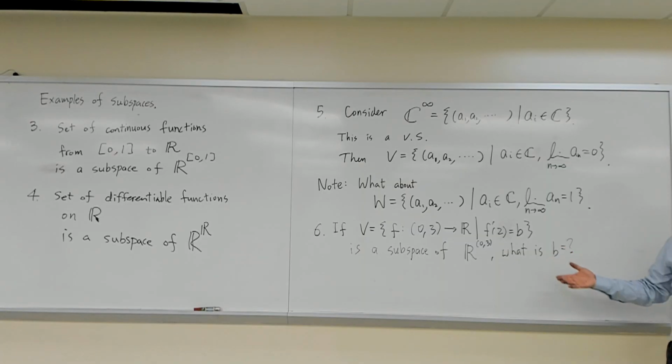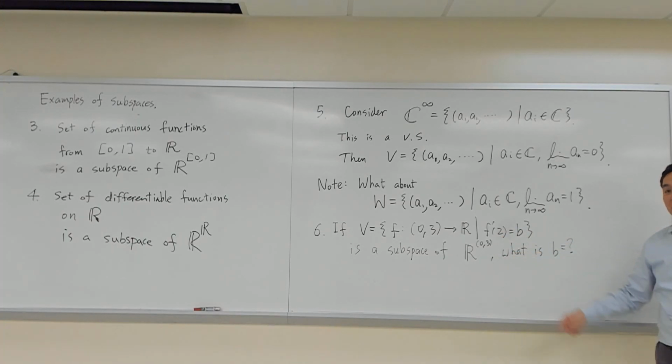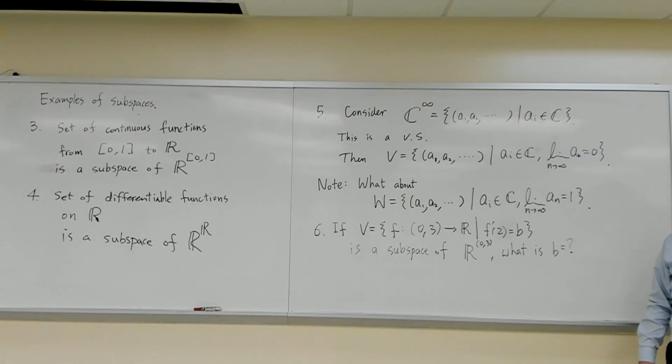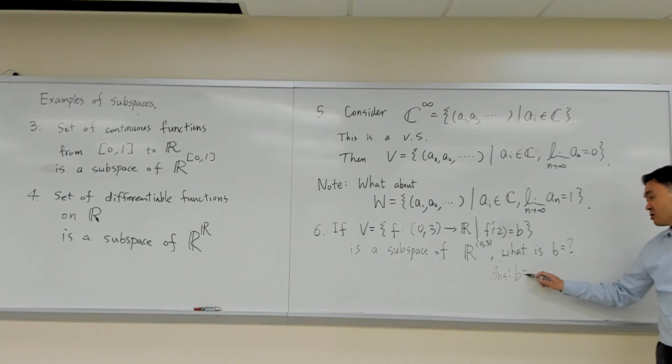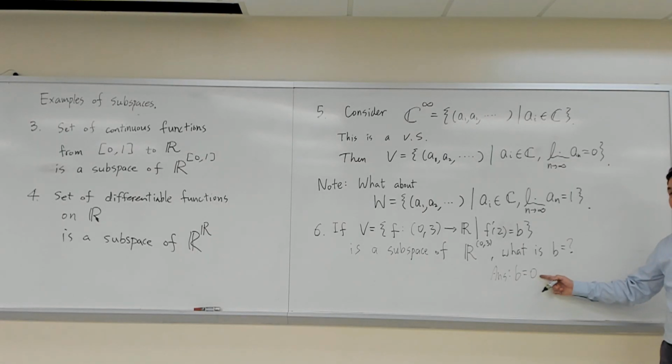Well, to have this, you better have 0 in V, right? What is 0 in this context? The function f, the constant function 0. Now for that function, what's f prime of 2? 0. So the answer is b has to be 0. Because if this is not met, then this set wouldn't have 0 in there, so it wouldn't be a vector space.